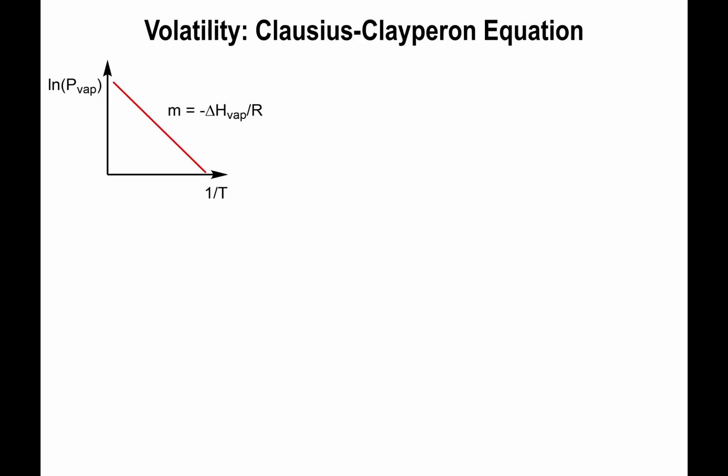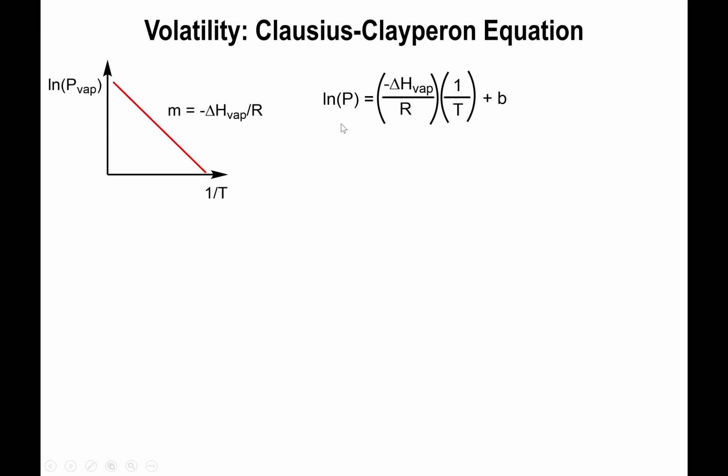We're basically going to use that to determine the vapor pressures at different temperatures, or determine the enthalpy of vaporization of a liquid based on the vapor pressure of the liquid and the temperature at which it's being held. Now, like any good old linear plot, we have a linear equation, y equals mx plus b. The y in this plot is the ln of the vapor pressure, the x is 1 over T, and the slope of this line is the negative delta H vap over R.